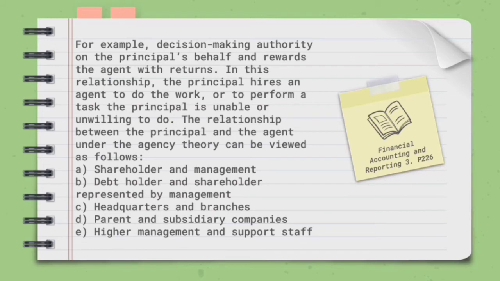The relationship between the principal and the agent under agency theory can be viewed as follows. First, shareholder and management. Second, debt holder and shareholder represented by management. Third, headquarters and branches. Fourth, parent and subsidiary companies. Lastly, higher management and support staff.